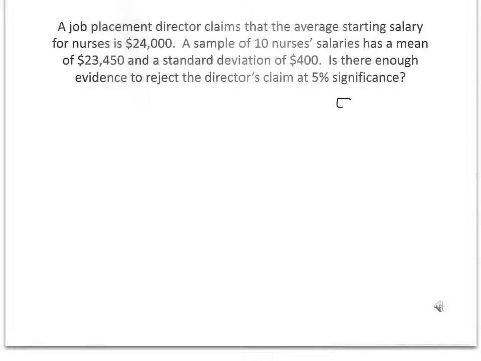So the first thing we're going to mark down is that our alpha in this case is 0.05. Then we're going to come over and focus on our null and our alternative hypothesis. Well, what they're saying here is that the average salary is $24,000. So there's my equal sign.